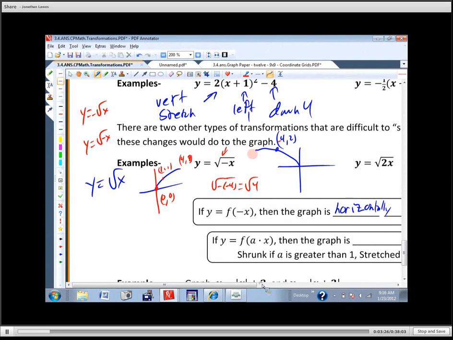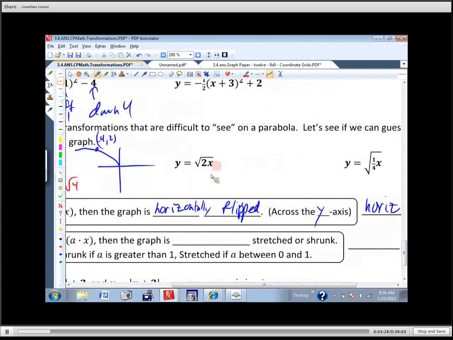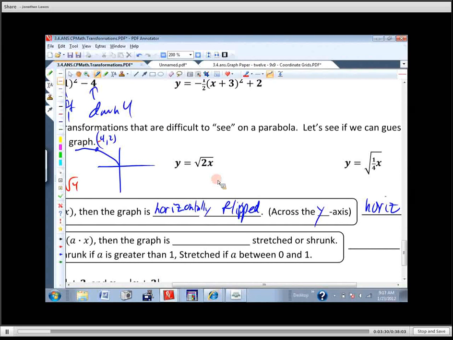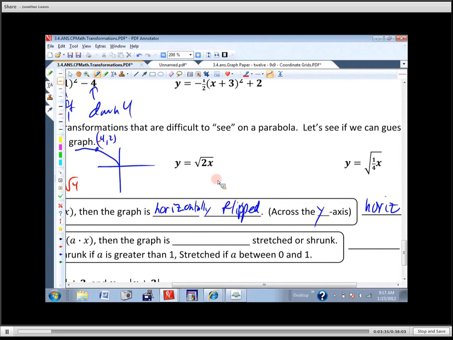Okay, so let's take a look at this. What does the 2 do to the graph? Okay, it does kind of make it taller, but a better way to think of it is this. We're changing the x, okay? And any change you make to the x does the opposite of what you'd think, okay?